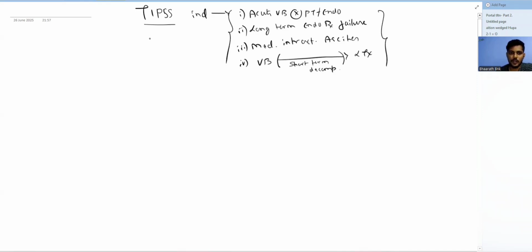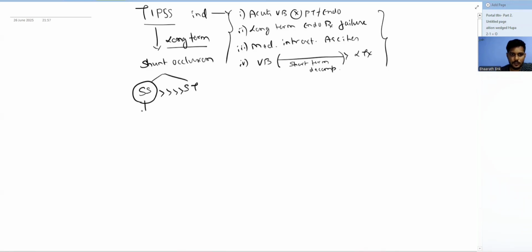Right? So I told you about the short-term complications of TIPS. Now I want to tell about long-term complications of TIPS. Right? So the major long-term complication of TIPS is shunt occlusion. Now, this shunt occlusion can either be because of shunt stenosis or because of shunt thrombosis. The development of stenosis is much more common than thrombosis. And this shunt stenosis occurs because of intimal hyperplasia, right? So the intima of the blood vessel grows through the shunt and it undergoes hyperplasia and it blocks the shunt.